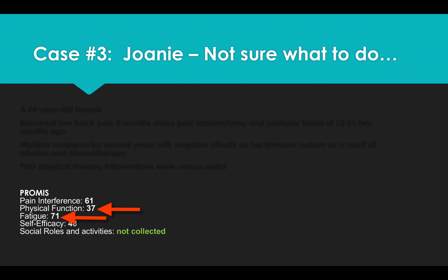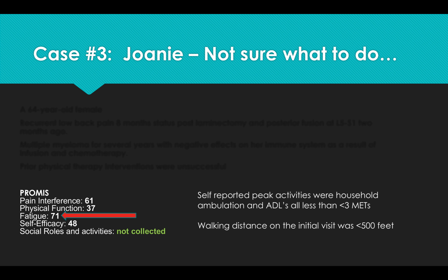In examining her PROMIS scores, it was evident that several of the PROMIS scores indicated worse function than might be expected. But what really stood out was her high fatigue scores. And this was matched with her self-report, where she indicated that her peak activities during a week were household ambulation and ADLs, all less than 3 METs. And this was consistent with her performance, where in walking distances of less than 500 feet, she was limited by shortness of breath. So let's listen to Joanie and Paul reflect on how they overcame the difficulties related to fatigue.